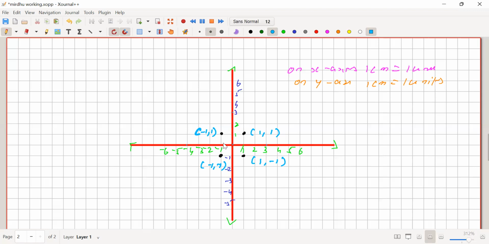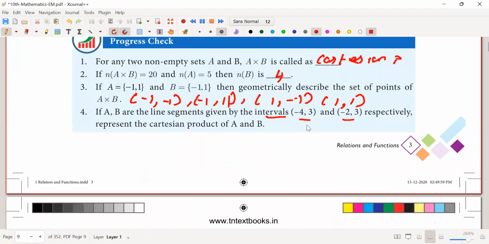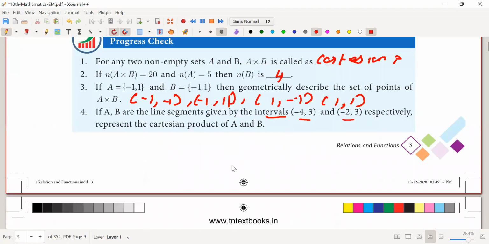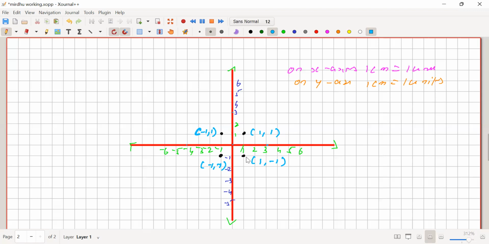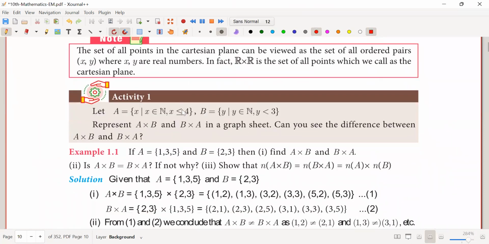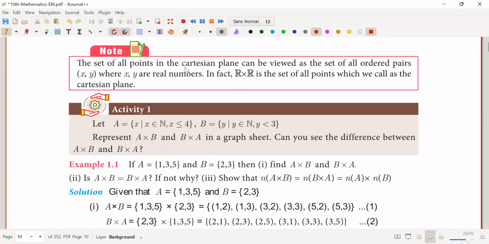The point minus 4 to 3 is here, and the next one, minus 2 to 3, is here. So the intersection part of both will be giving the result. Right? That's what we have to do for this one first. So next, the set of all points of the Cartesian plane can be viewed as the set of all ordered pairs x comma y, where x and y are real numbers. What is a real number?